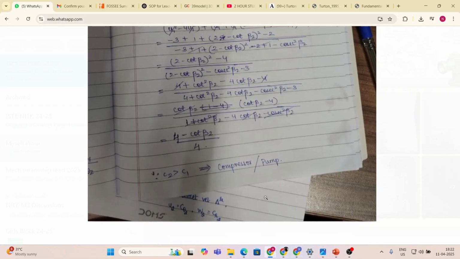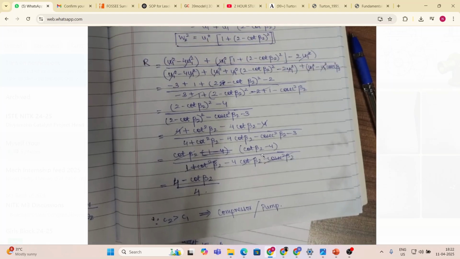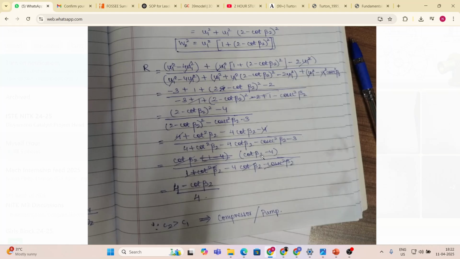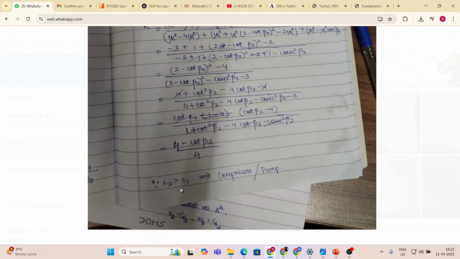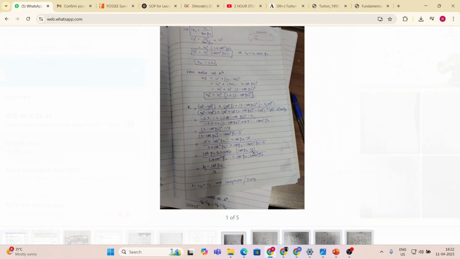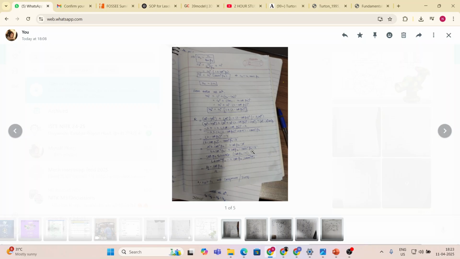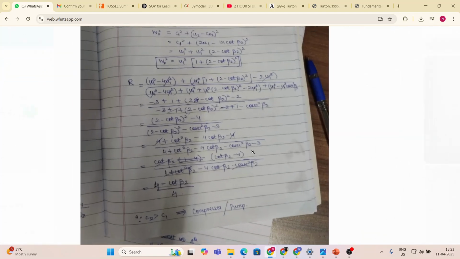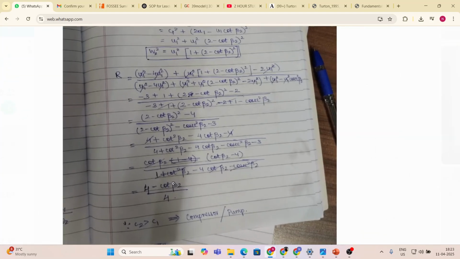So I was wondering if you guys could help me find out if there is some mathematical mistake somewhere. Also, since C2 is greater than C1, it is a compressor, because kinetic energy is put into the fluid. So that much is basically the question. It wasn't very hard, but in the mid-sem, out of 10 marks, I got 7 because I just couldn't find the last part. I got cot beta 2 but couldn't get the 4, and the denominator also was messed up. So I hope you can help me out. Thank you.